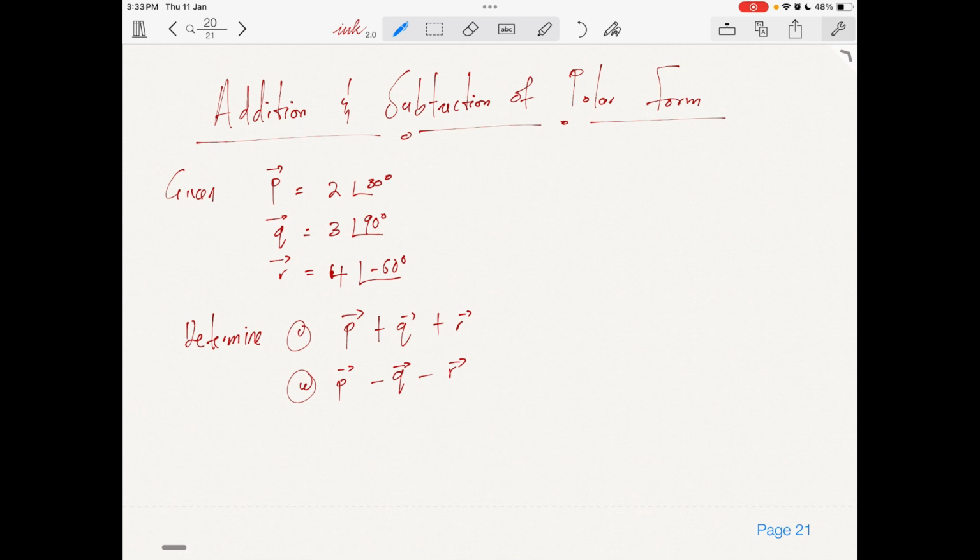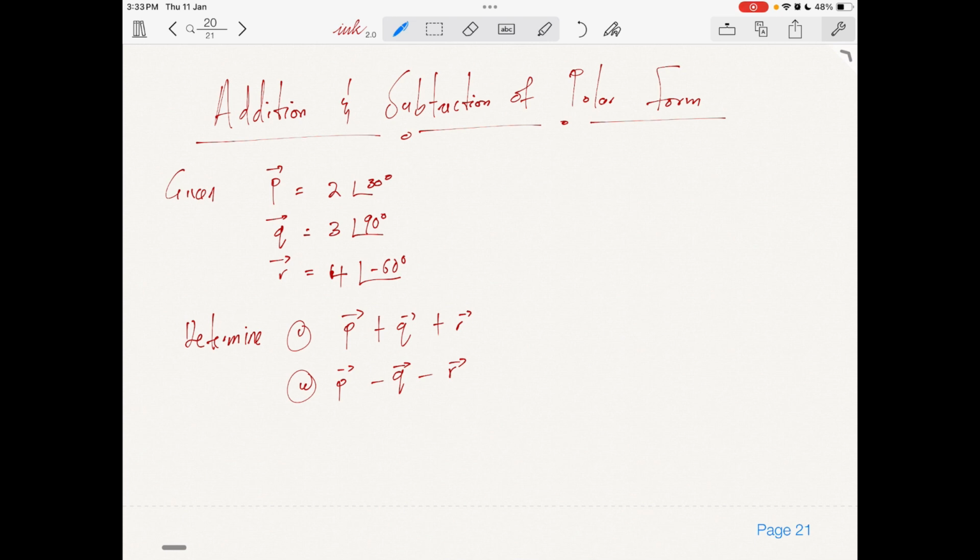Okay, because addition and subtraction cannot be done on polar form. However, multiplication and division is possible, and we will get there. Now, let's take a look at this question.